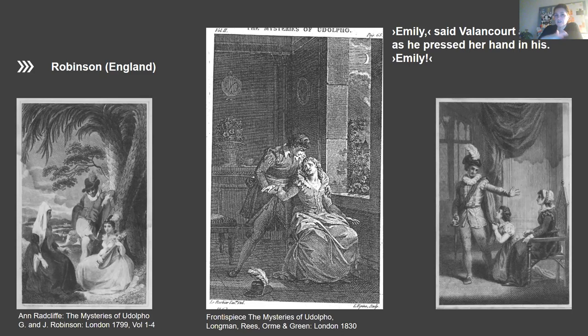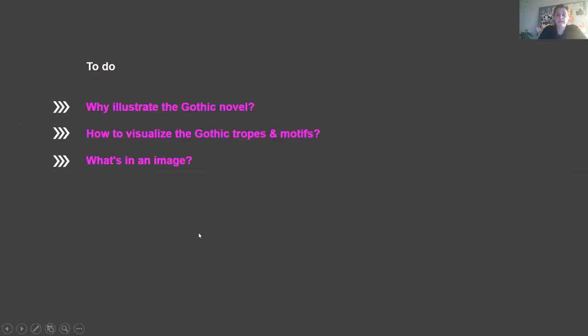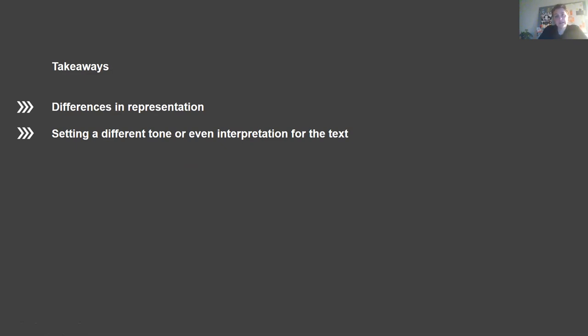And this illustration stands quite out of this original set. So the last takeaways for the last session: you see that there are differences in representation. I just opposed a French and an English one. This is a much more complex field, and I just showed you a very slight glimpse of the whole field, where we can see how representation, for example, of the female, of othering, or other tropes and genre could be seen. And the illustrations do set a different tone and can even switch the interpretation of a text or a character.